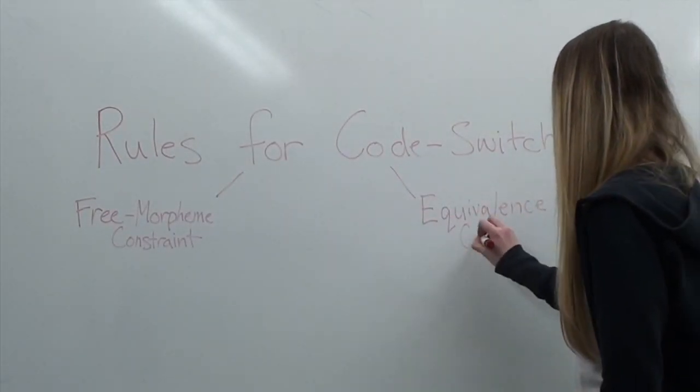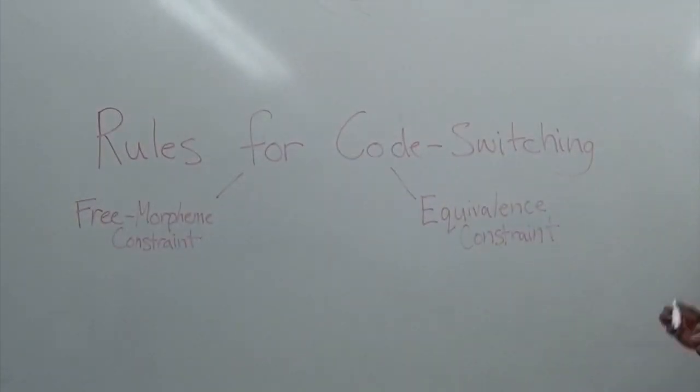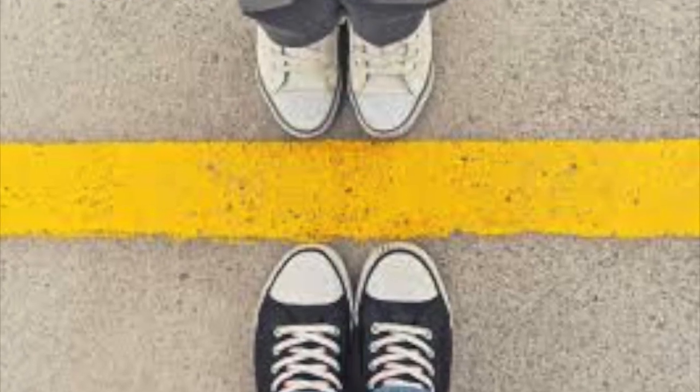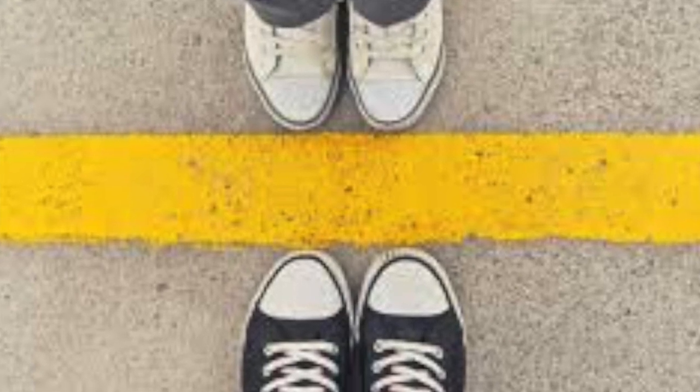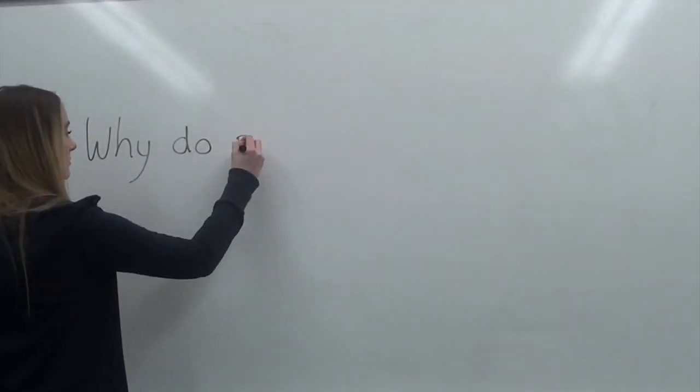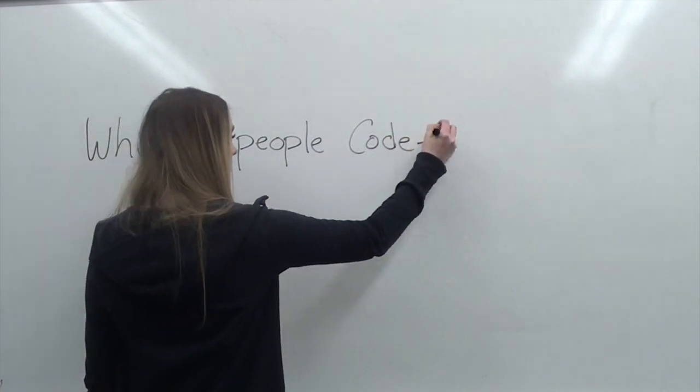Equivalence constraint. The language switch can only take place at boundaries common to both languages. The switch point must not violate any rules of both languages. Why do people code switch? We have found 4 different examples for why people do this.